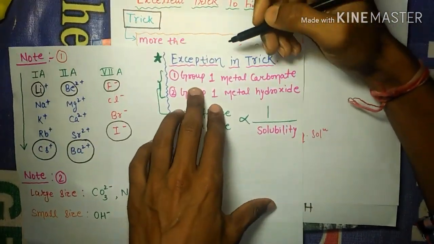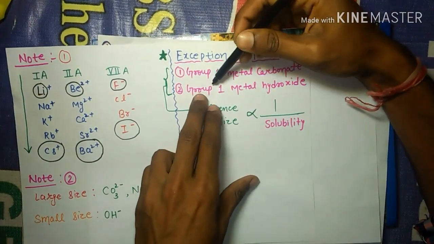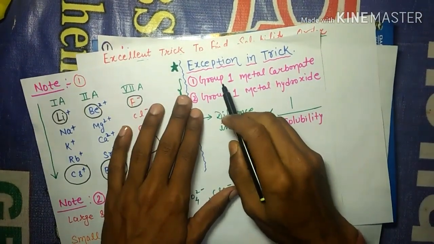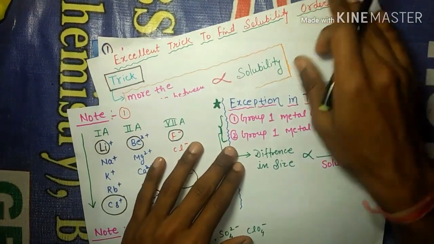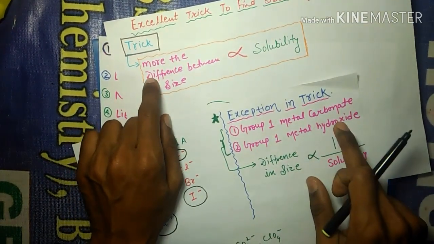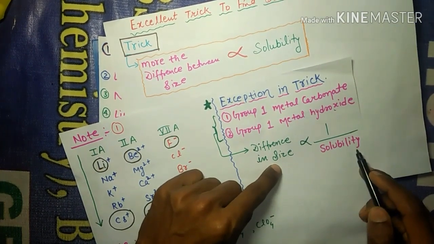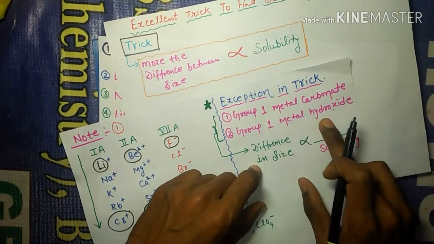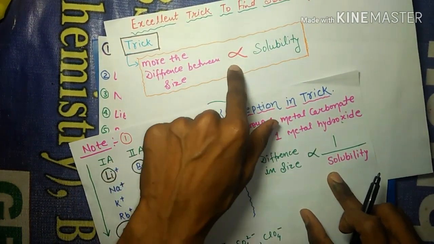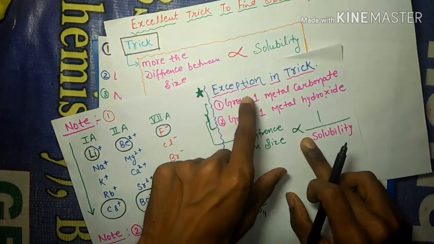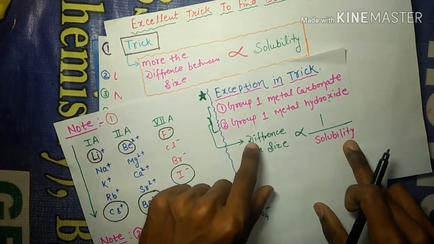But there are a few exceptions to the trick. The first is group 1 metal carbonates, and the second is group 1 metal hydroxides. These do not follow the trick. ये वाला ट्रिक को ये फॉलो नहीं करता है, so that is why I have written here that for these two, the difference in size is inversely proportional to solubility. In the case of group 1 carbonates and hydroxides, we have to take the opposite of this. Here, more difference between sizes is directly proportional, but in the case of group 1 metal carbonates and group 1 metal hydroxides, the difference in size is inversely proportional to solubility.